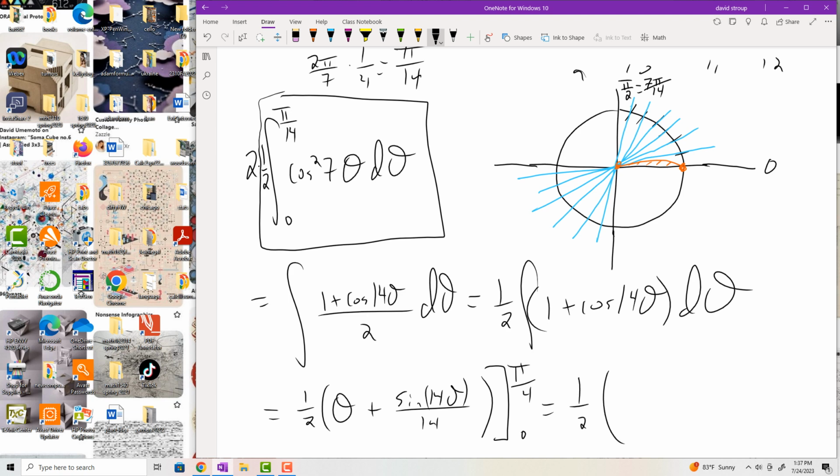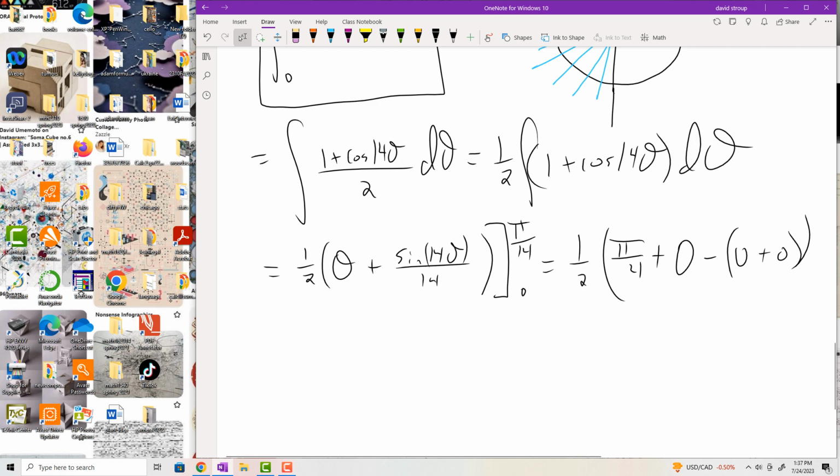You get 1/2 theta is pi over 14, plus sine of 14 times pi over 14 is just pi, right? So sine of pi is 0, and then minus plugging in 0, you get 0 for both of those. So you're just going to get pi over 8. Or sorry, pi over 28. So pi over 14.